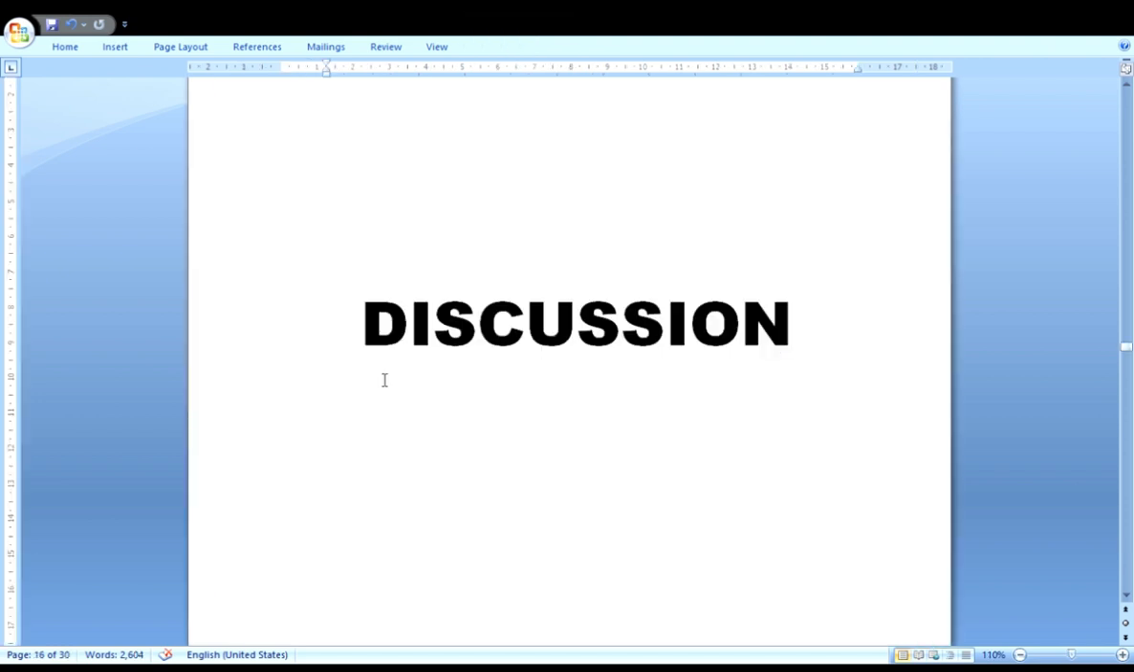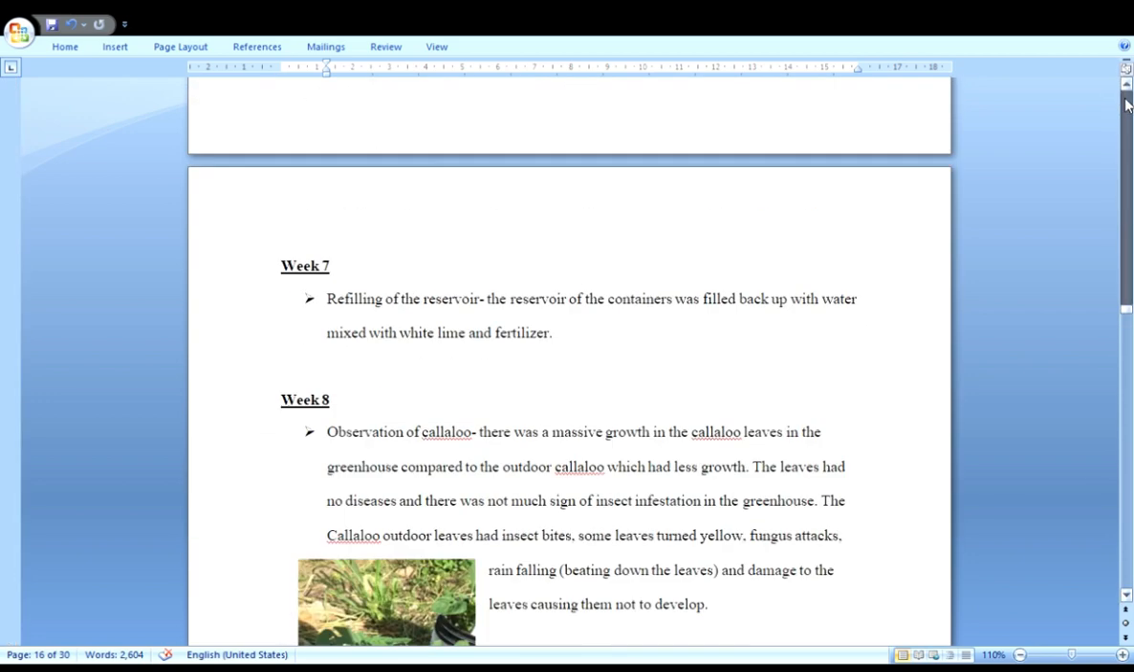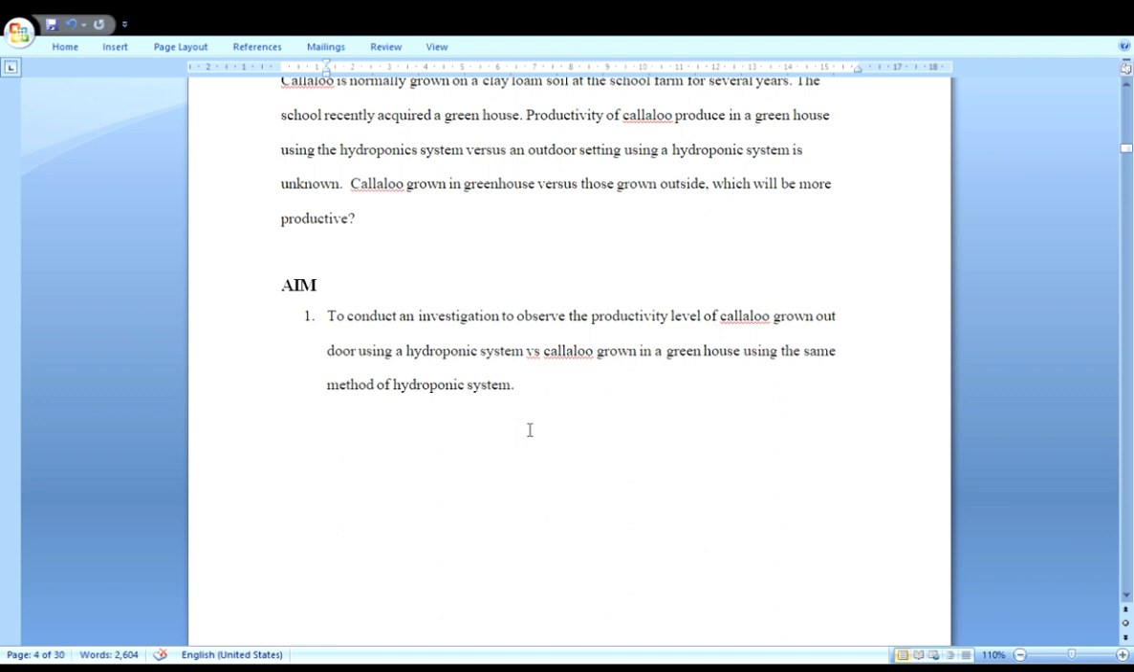Okay, when you're doing your discussion, it should be discussed from the aim. So you would basically refer back to your aim. So let's go back to see what our aim is saying, and then we get back to the discussion. Alright, so the aim says to conduct an investigation to observe the productivity level of callaloo grown outdoor using hydroponic system versus callaloo grown in greenhouse using the same method of hydroponic system. So when you're going to do your discussion, you're basically going to speak about the production of callaloo indoor versus the production of callaloo outdoor. So your discussion should be matching up with your aim.